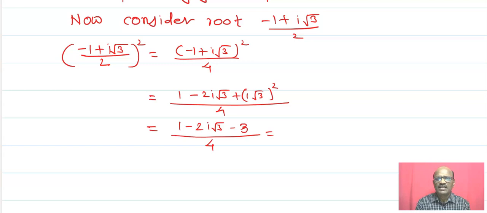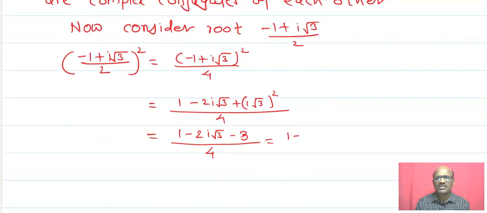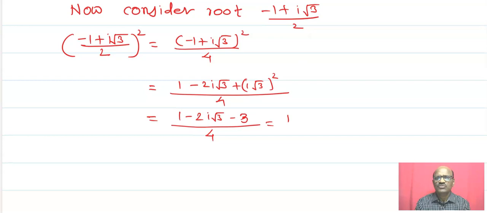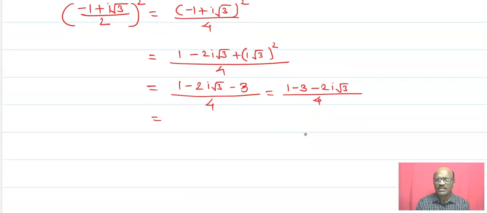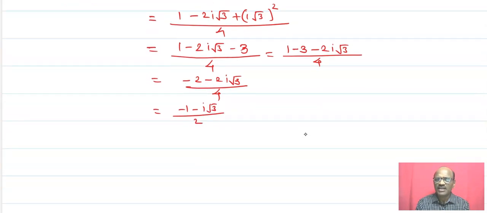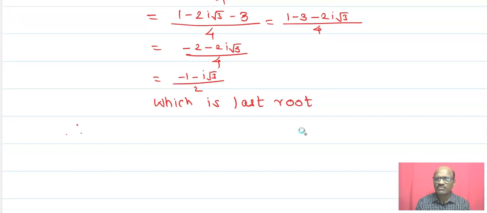upon 4. That is, 1 minus 3 means what? It is minus 2. That is 1 minus 3 minus 2i root 3 upon 4, that is minus 2i root 3 upon 2. Take 2 as common. Then you are getting minus 1 minus i root 3 upon 2, and this is nothing but the third root, which is the last root. That is, the square of the first root gives the second root, the last root.